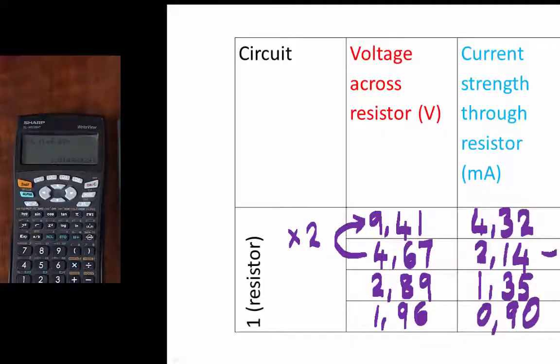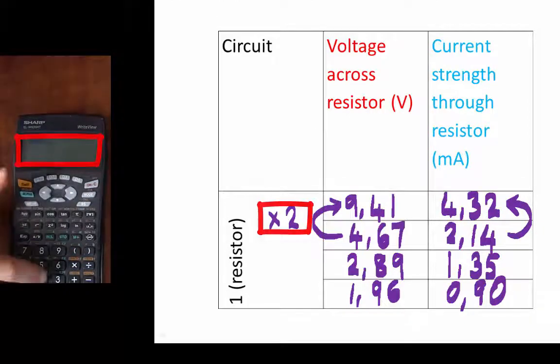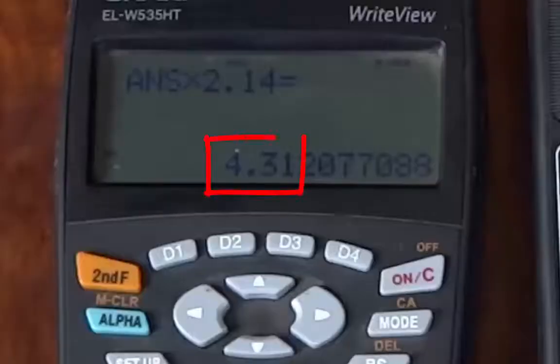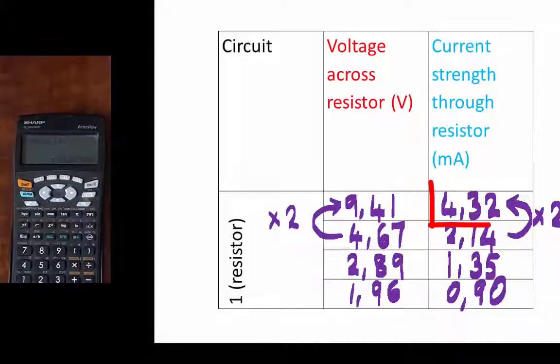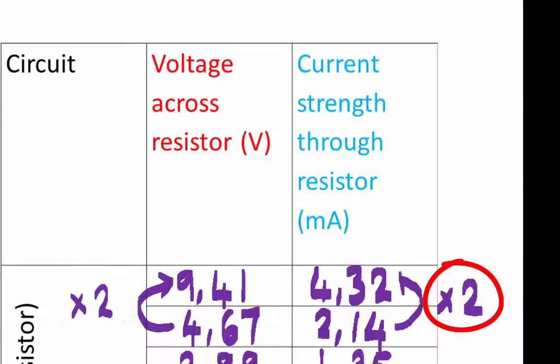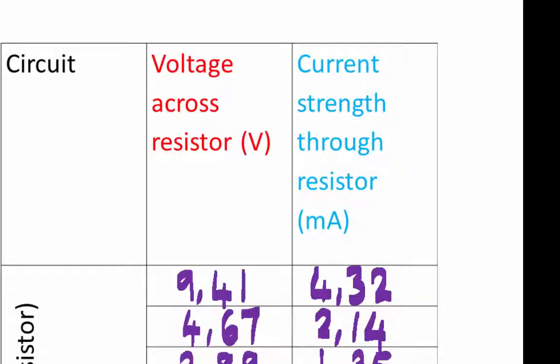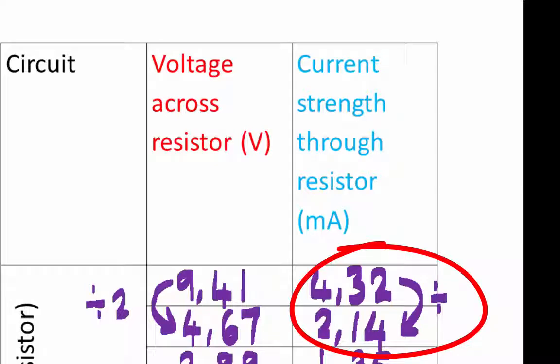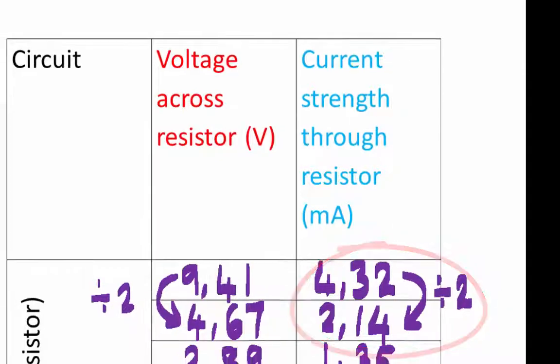And if we take a look here, multiply this factor here by 2.14, and what do we get? 4.31. Well, of course there's experimental error, but within error we get to the answer that we started with. In other words, from this reading to that reading, we doubled the voltage, and that was associated with a doubling of the current strength. Or, the way we actually did it, from the first reading to the second reading, we halved the voltage, and that was associated with a halving of the current strength through the resistor.